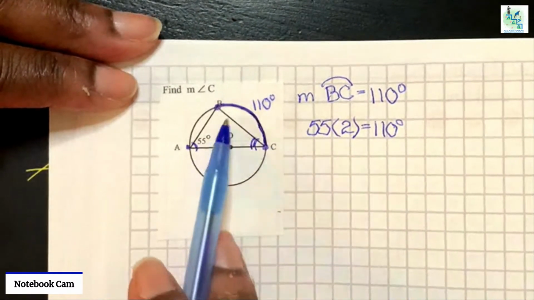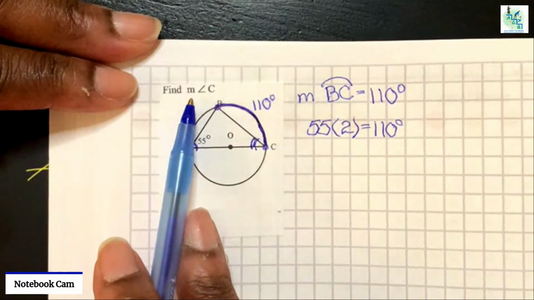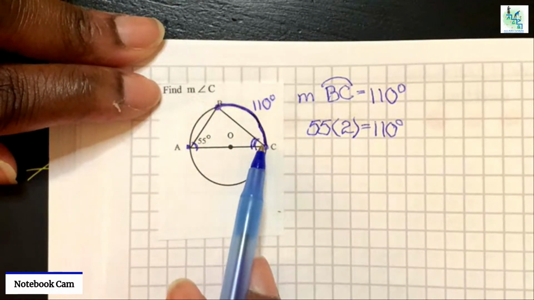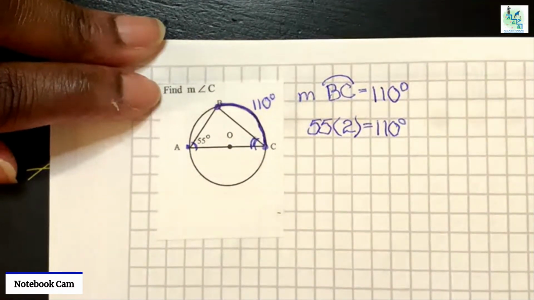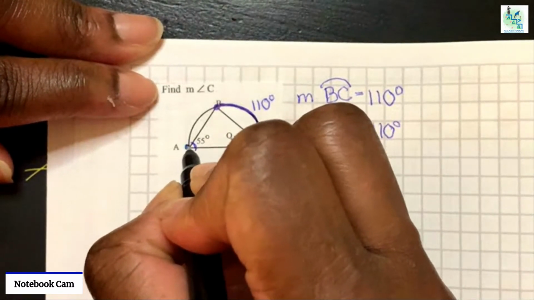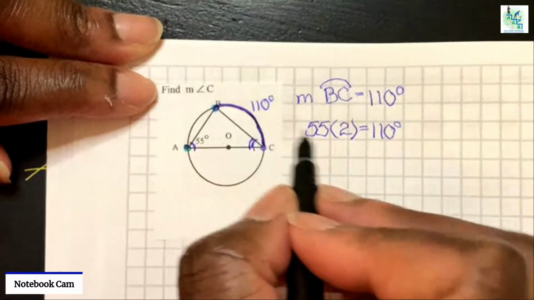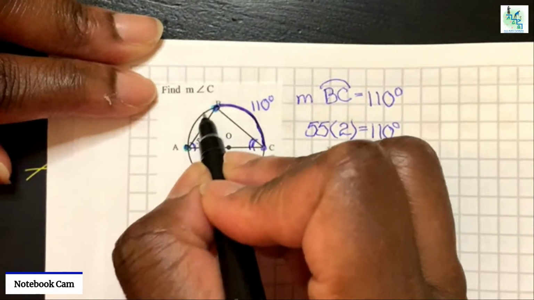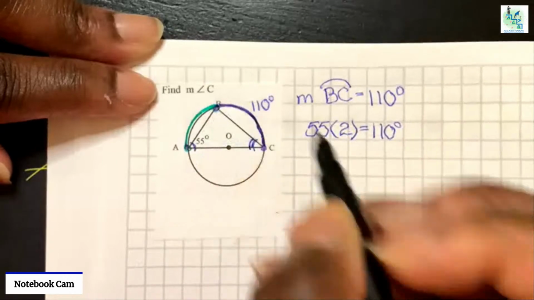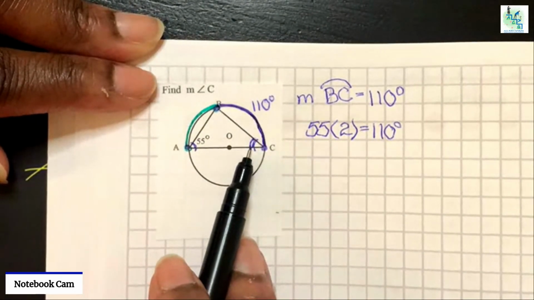But we're not looking just for that. We need to find the measure of angle C. So this means I need to take a look at angle C and see what is its endpoint. So here we got A, all right, and we got B. So we need to figure out what the measure of this arc is in order for us to figure out what the measure of angle C is.